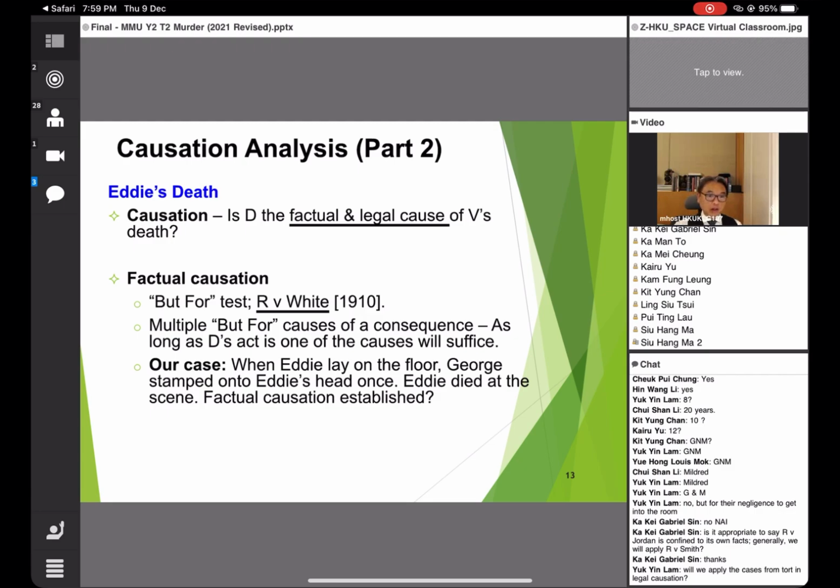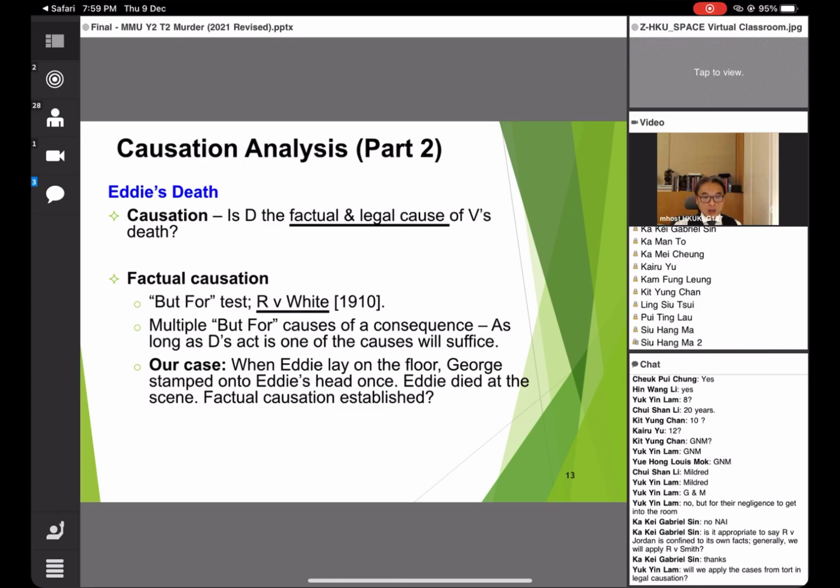Factual causation, we can close our eyes. R v White, 1910. But-for test. What about multiple but-for? Multiple but-for does not matter, as long as the defendant's act is just one of the causes, it will suffice. It does not have to be the key one. As long as this is one of them will suffice.